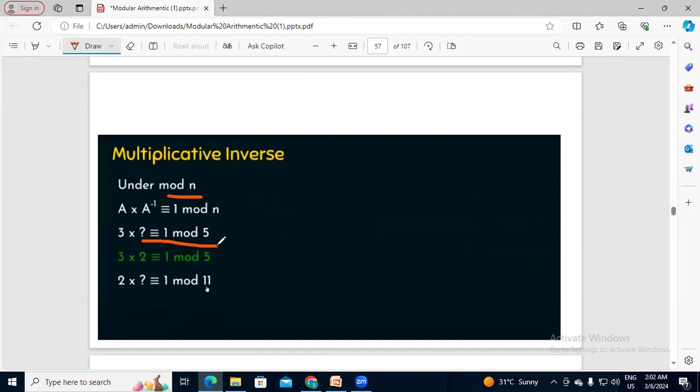Here the congruent operator is used. So 3 into 3 को किसके साथ हम मल्टीप्लाई करेंगे, और मल्टीप्लाई करने का जो रिजल्ट आएगा, that will be congruent to 1 mod 5. Now tell me, what is the result of 1 mod 5? It's 1, right? तो 3 इंटू क्या करोगे और उसको mod 5 के साथ ऑपरेट करोगे तो you will be getting result 1. सो मैंने 3 इंटू 2 किया तो 6 mod 5 will be 1, right?